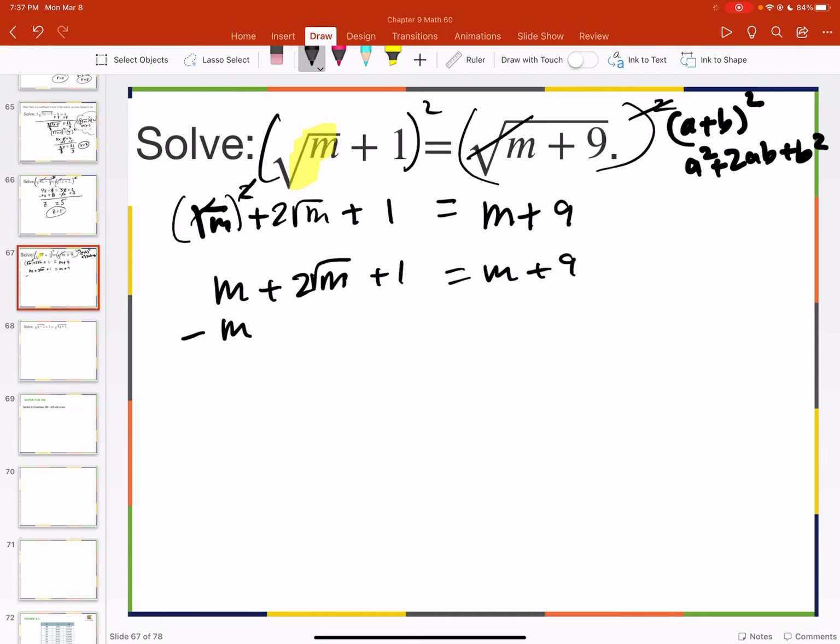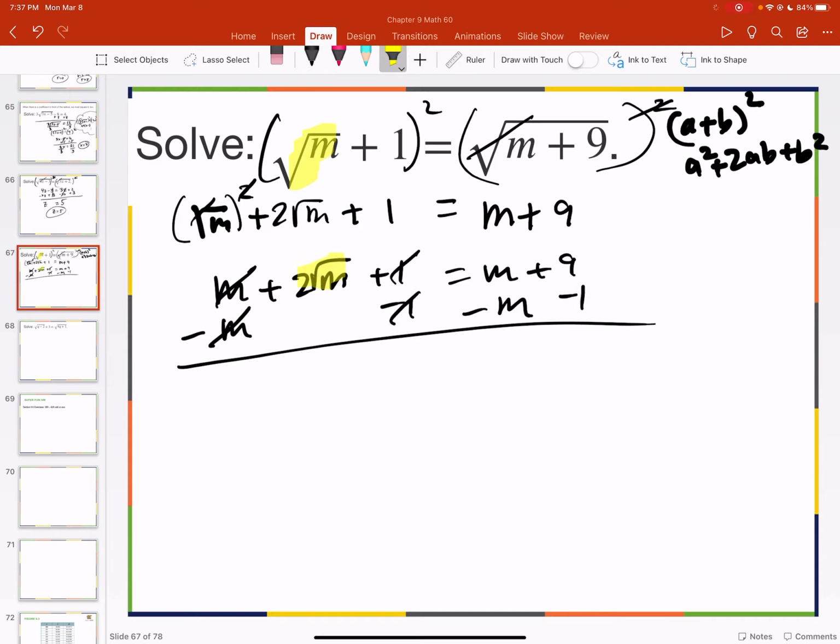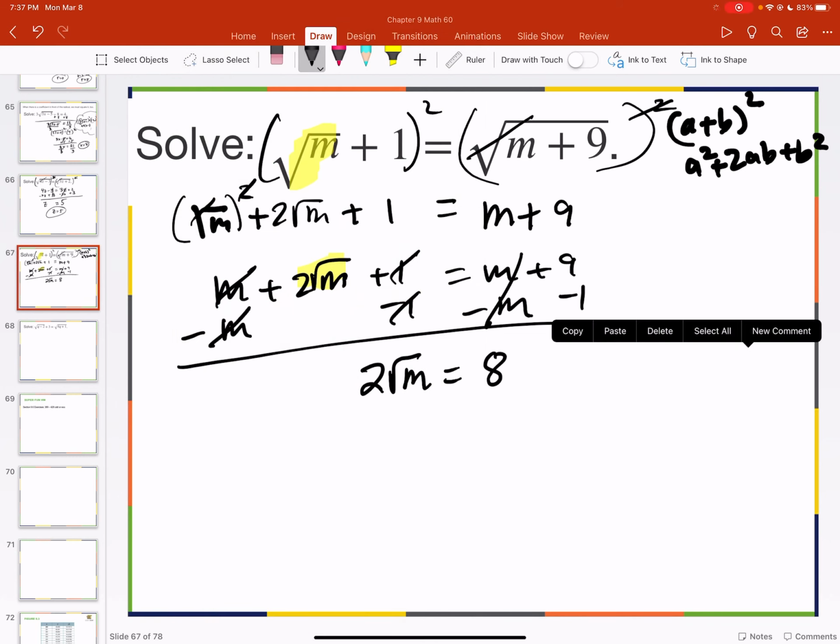So I'm going to move everything. I'm going to use the properties of equality to isolate the radical. So we get 2 square root of m is equal to, this becomes 8. Oof. Then, it works out. I can divide by 2. You get square root of m is equal to 4. And now square both sides. You get m is equal to 16.